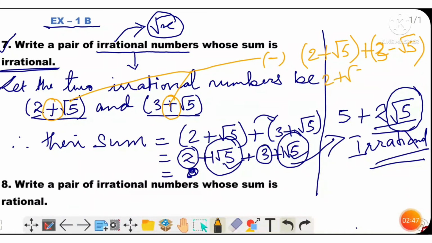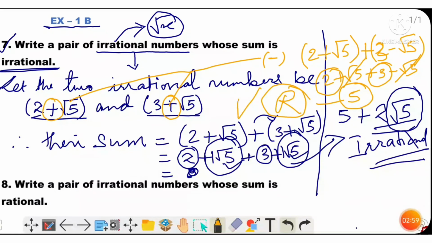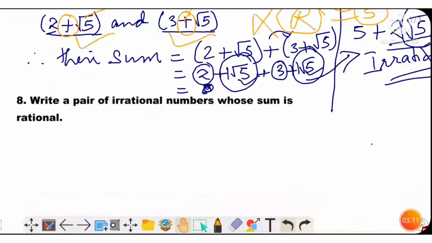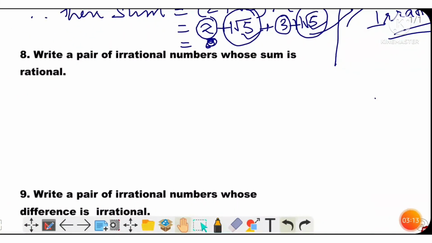When you add it, you get 2 plus root 5 plus 2 minus root 5. So here you've got plus and minus, then it will cancel out the root. Then you'll get the answer 4. That is rational, not irrational. So we should not take the two opposite signs, but we have to take the same sign, either plus plus or minus minus. In a similar way, we are going to solve the next question, question number 8.